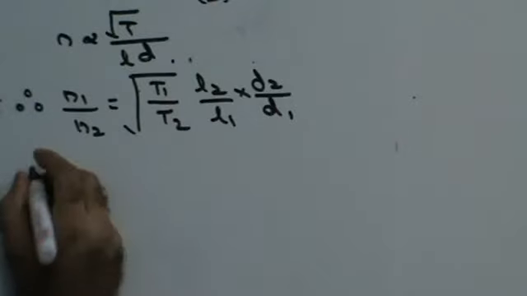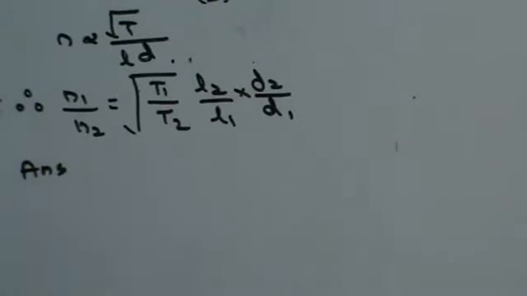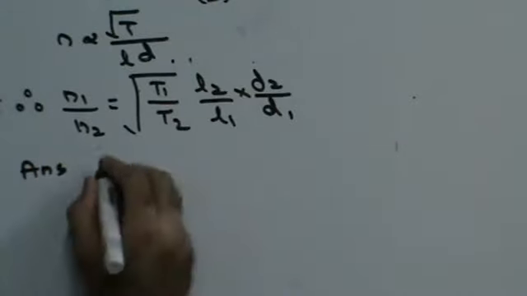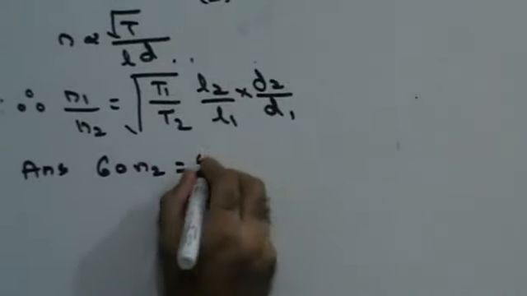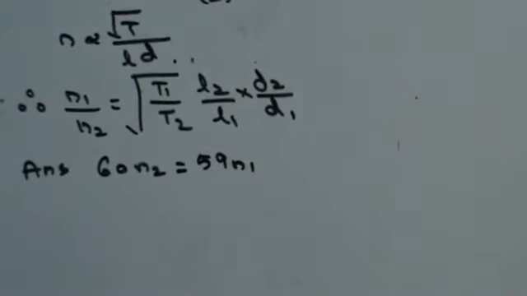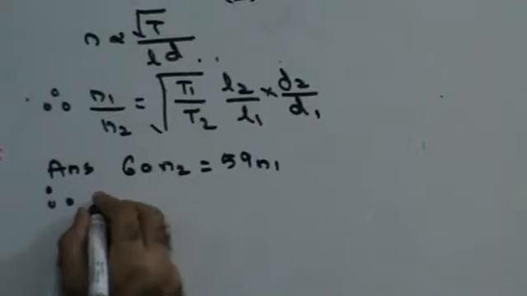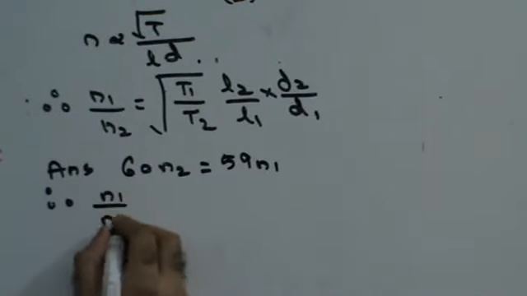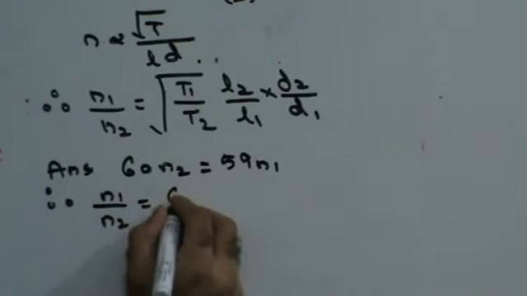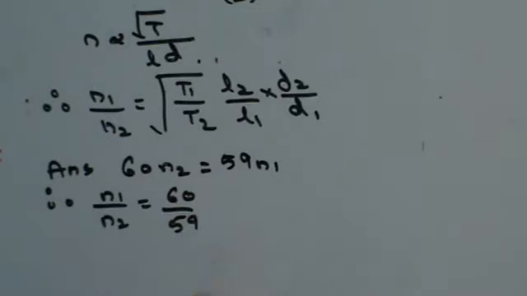Now when you solve this, you will get the answer as 60 N2 is equal to 59 N1, right? Therefore N1 upon N2 is nothing but 60 upon 59. Hence N1 is greater than N2.